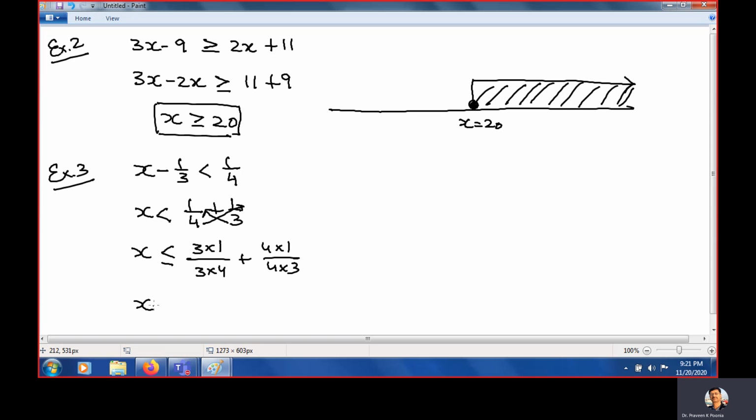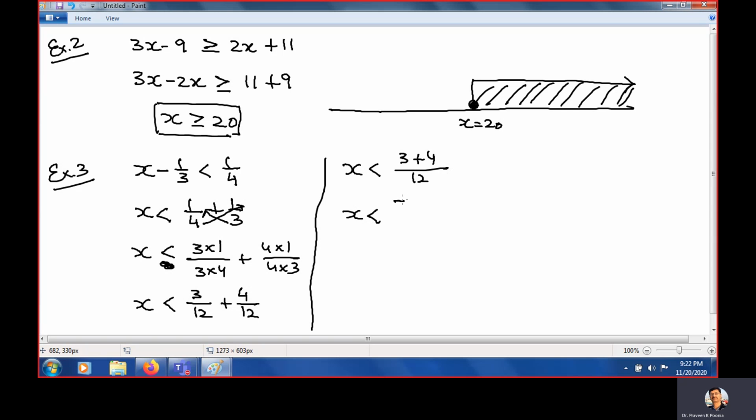So x, and it is not equal. x less than 3 times 1 is 3, 3 times 4 is 12, plus 4 times 1 is 4 and 4 times 3 is 12. So if we mark it, it is x less than, 12 is the LCM, and 3 plus 4. Clear? So the value of x is less than 7 upon 12.